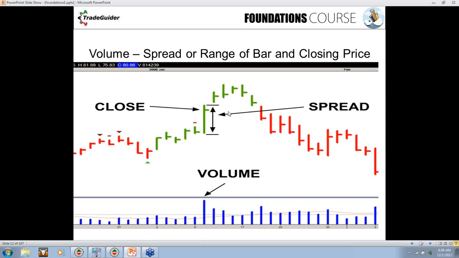So volume is the activity on the bar. The spread is what the price has done during that time frame. Let's imagine, for the purposes of this particular schematic, that this is a daily chart. I'm not very good at writing with this pen, but let's imagine it's daily. So there's your volume, which is the activity.